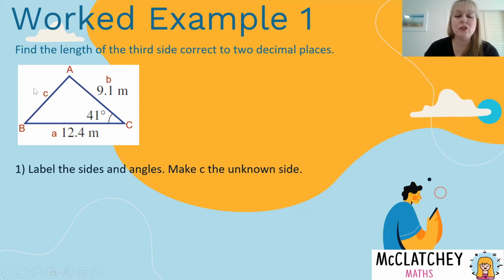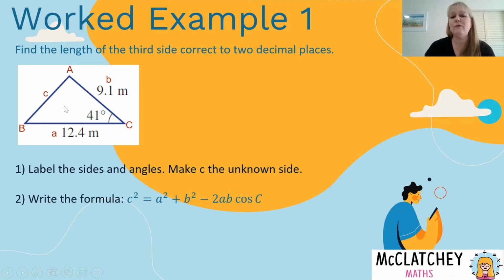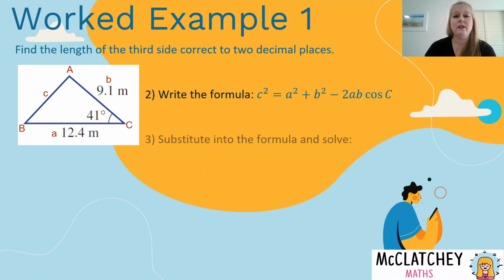Realistically speaking, the subject of your formula should be the side you're trying to find, or the angle opposite it if you're trying to find an angle. Okay, let's write our formula down, and we're going to substitute into our formula and solve. So we don't know c, that's what we're trying to find.